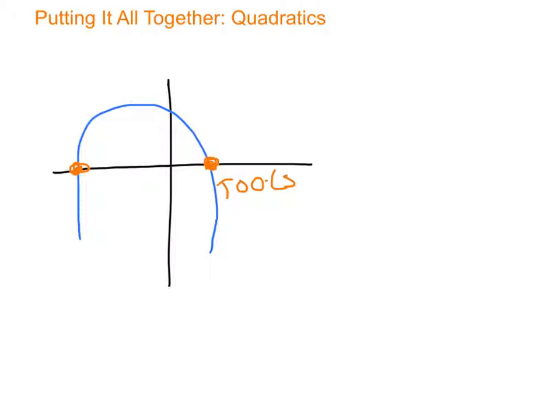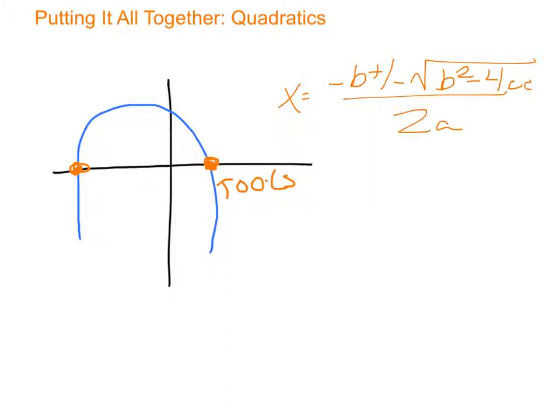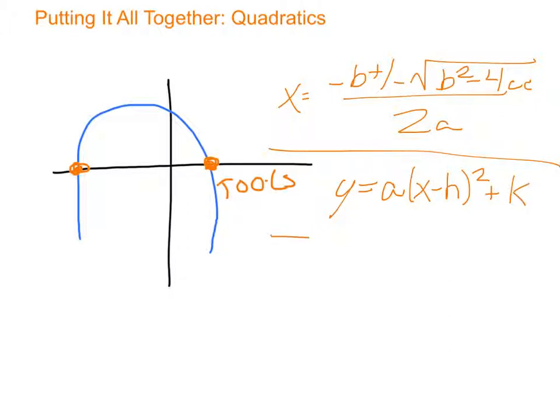So we can use the quadratic formula. We can find those roots by saying x is equal to negative b plus or minus the square root of b squared minus 4ac, all over 2a. We've also learned that we can convert something using completing the square into the vertex form. So we can do a times (x minus h) squared plus k, and we can find the vertex from that.